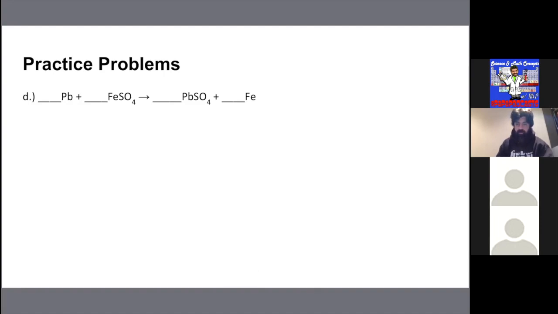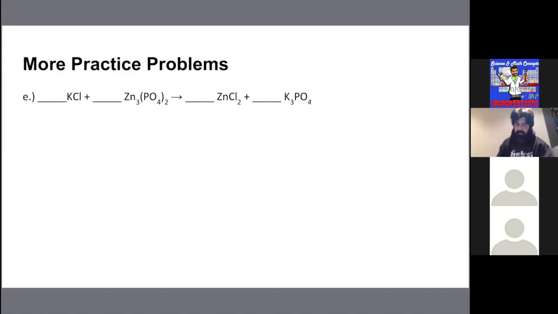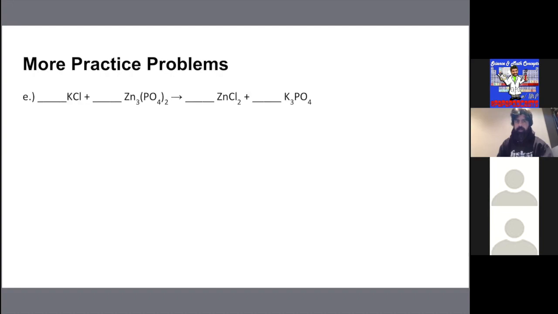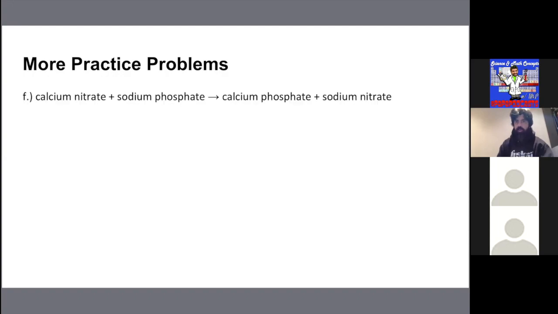So, is it this one? This is very similar to the other one. However, let's do this one. This one has more elements to deal with, so we're going to balance this one just because it is a little more challenging. I think it balances very similarly to the previous one.